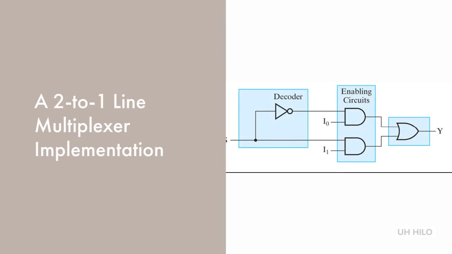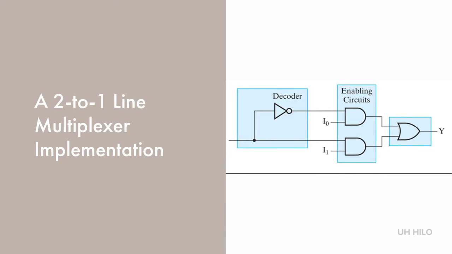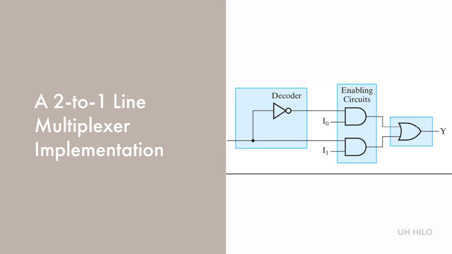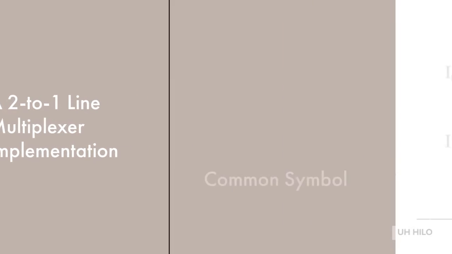Our equation is Y is equal to S naught I0 plus S I1. This same equation can be obtained by using a 3-variable K-map. The implementation of the preceding equation can be decomposed into a 1 to 2 line decoder, 2 enabling circuits, and a 2-input OR gate, which you can see in this figure. This implementation uses the idea of hierarchy of simpler circuits to build this more complex circuit.